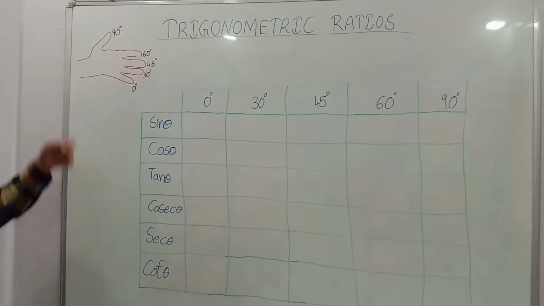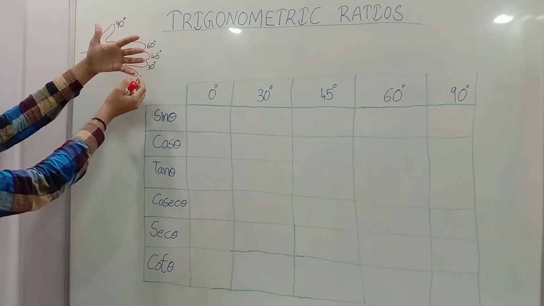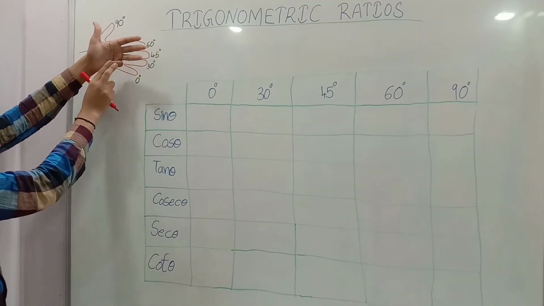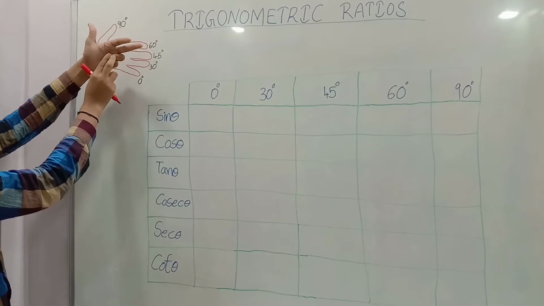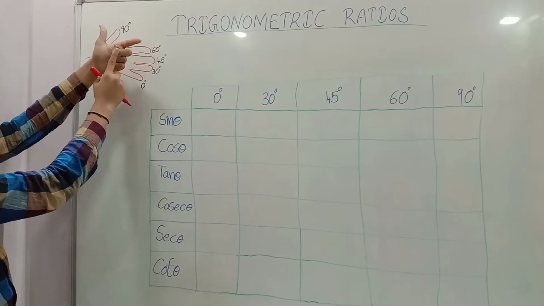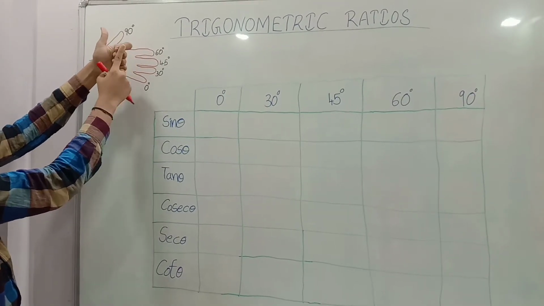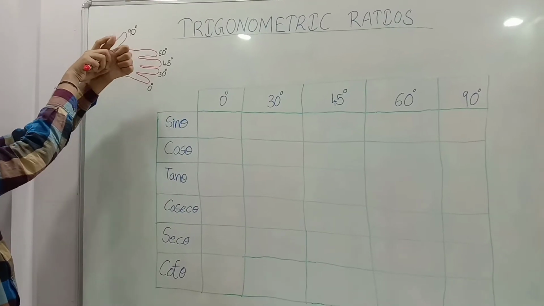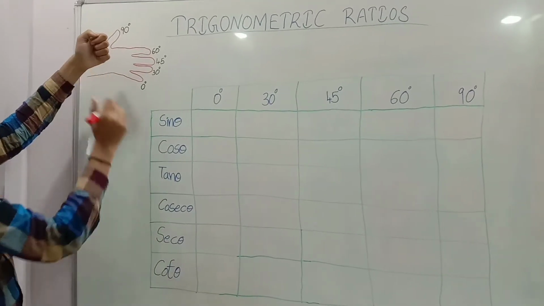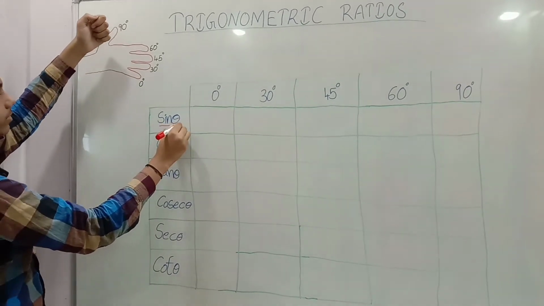First of all, take your left hand and assume the little finger as 0 degrees, ring finger as 30 degrees, middle finger as 45 degrees, forefinger as 60 degrees and thumb as 90 degrees. Now first let's write the values of sin theta.